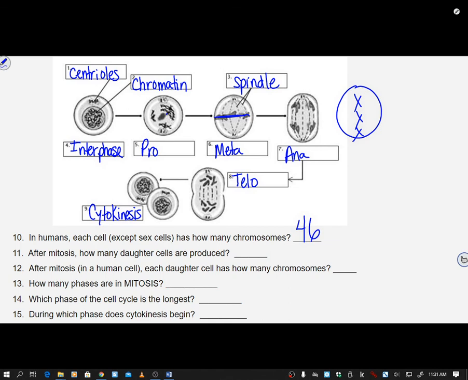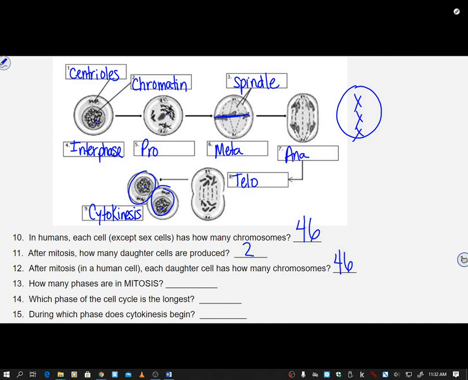Number 11, after mitosis, how many daughter cells are produced? After mitosis, look at this, we have 2. Go from 1 to 2 cells. After mitosis in a human cell, each daughter cell has how many chromosomes? Well, they are identical. They are the exact same as the parent cell, so it is 46, or 23 pair. Remember, you 23 pair because you got 1 pair, or half of yours you got from mom and half you got from dad. That's the original cell that you started out as.